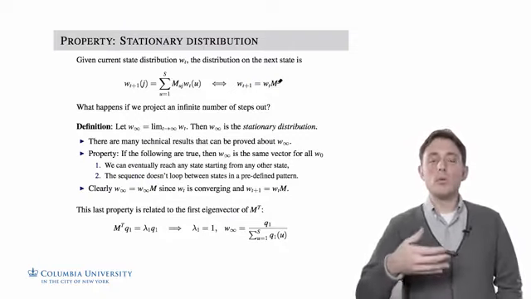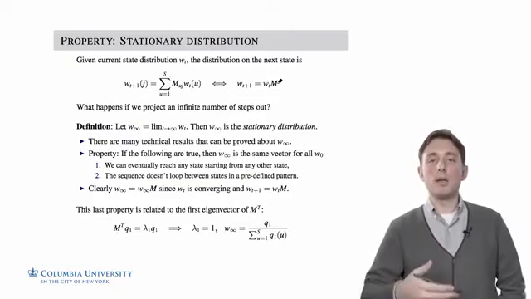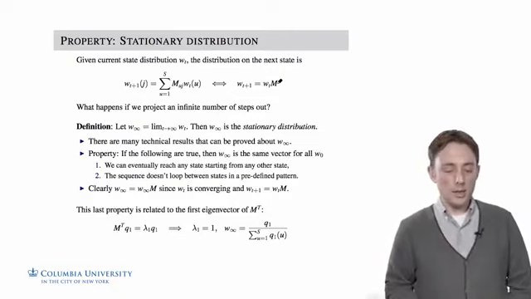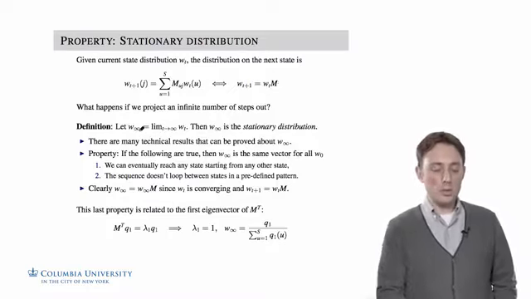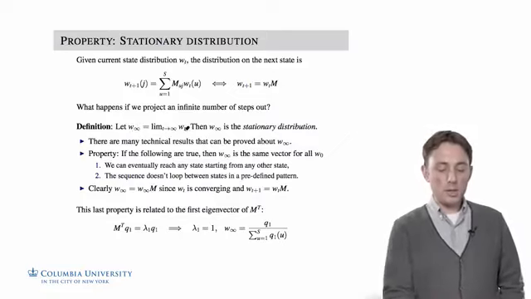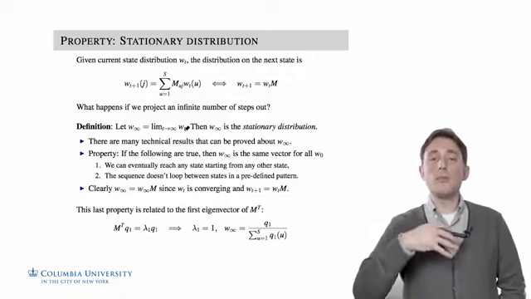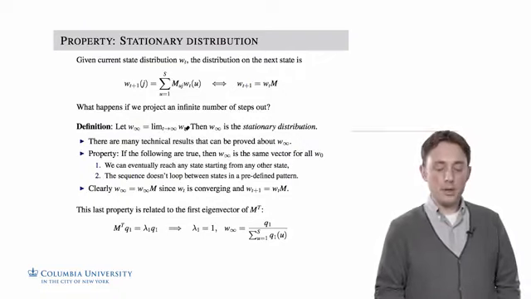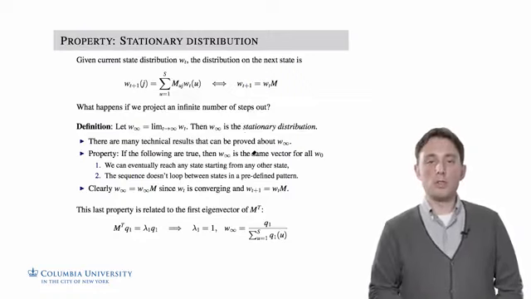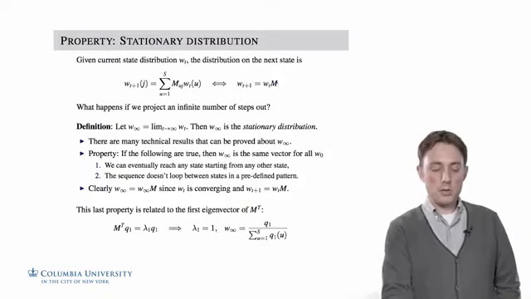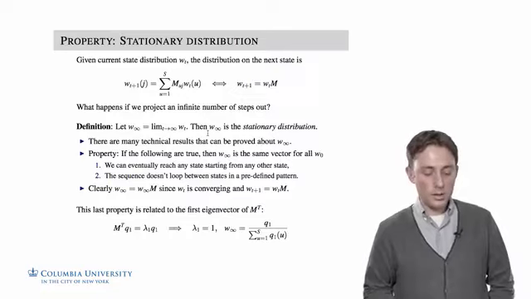The question is now, what's happening as t goes to infinity? Is anything interesting happening? Is it converging to anything important? So we're going to define this distribution, w infinity, which is the limit as t goes to infinity of wt. This is the distribution on where I'm at an infinite number of steps from now. This w infinity has a name, and it's called the stationary distribution of a Markov chain M.